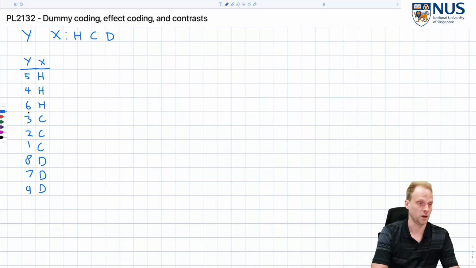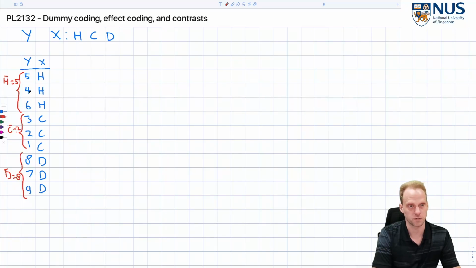All right. Now we could see, for example, that the average here, h bar, equals 5. The average here, let's call that c bar, equals 2. And the average here, let's call that d bar, equals 8. It's just taking the average. There's one below and one above 5, so that's 5. There's one below and above 2, that's 2. One below and one above 8, that's 8.